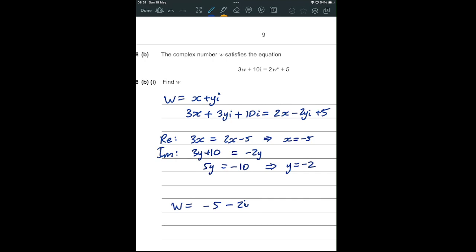We can type in 3 lots of -2. Oh, there is a special i button. Why have I got -2? 3 lots of -5 minus 2i plus 10i, and that gives me one complex number, and I can do the same to the opposite side, 2 lots of -5, but this time we're adding 2i, and then add 5 at the end.